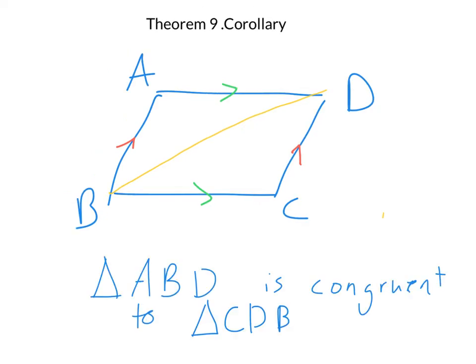This is particularly useful for us because we know that the angles inside these triangles are the same for both triangles, ABD and CDB. So for example, this angle here is congruent to this angle, and this angle here is congruent to this angle here. And of course, as we know, the opposite angles of the parallelogram are also equal in value.